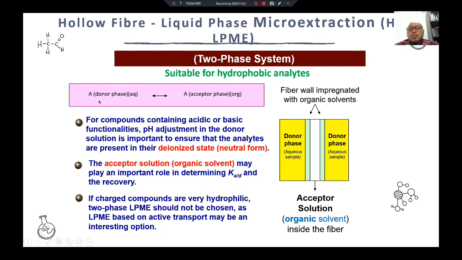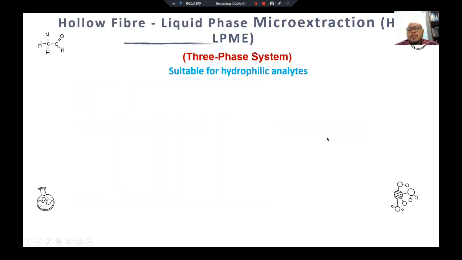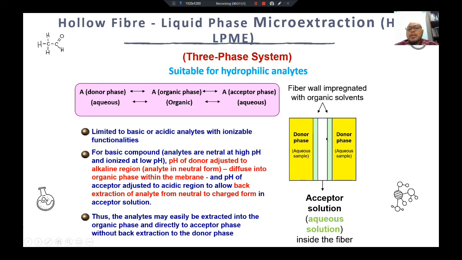Alright, kalau kita tengok sini ada dua phase je, ada donor phase, ada acceptor phase lah. Right, now let's look on the three-phase system. Okay, in three-phase system, we have a donor phase, we have the organic phase, and we have the acceptor phase. Dekat sini sebenarnya in three-phase system ni you try employ, contohnya macam you ada hydrophilic analyte. Okay, analyte you hydrophilic, suka air, tapi macam mana you nak extract from water kan? Okay, so this how you can do it. Okay, you buat 3 phase, maksudnya donor phase, organic phase and acceptor phase. Tapi syarat untuk 3 phase system ni is limited to analyte that ionizable. Okay, basic or acidic analyte is ionizable.